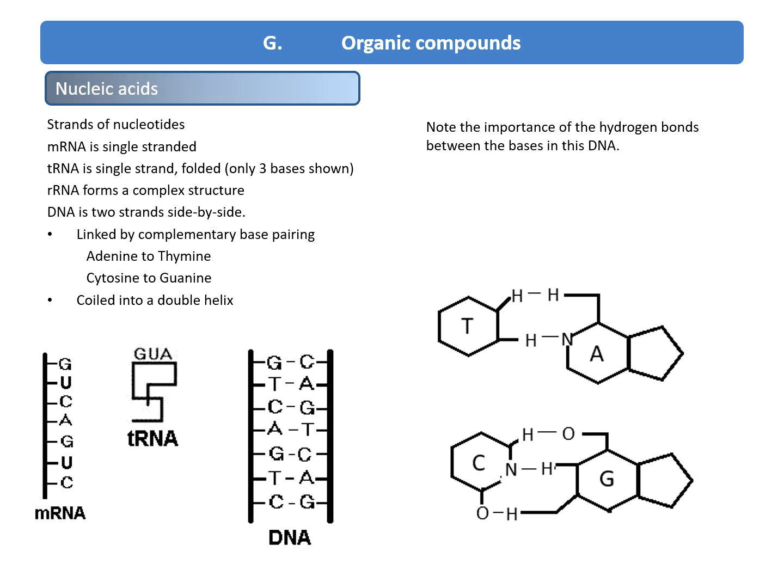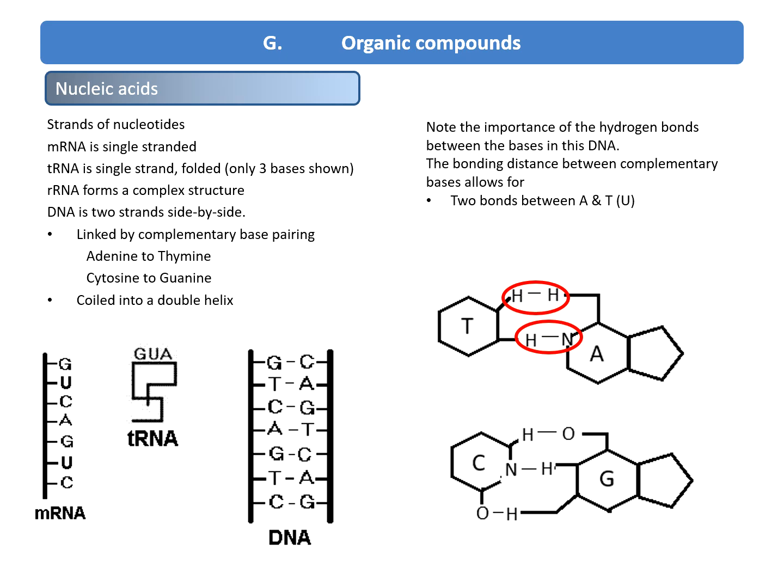Note the importance of the hydrogen bonds between the bases. Between thymine and adenine, the distances are just right for 2 hydrogen bonds. Between cytosine and guanine, the distances are just right for 3 hydrogen bonds.